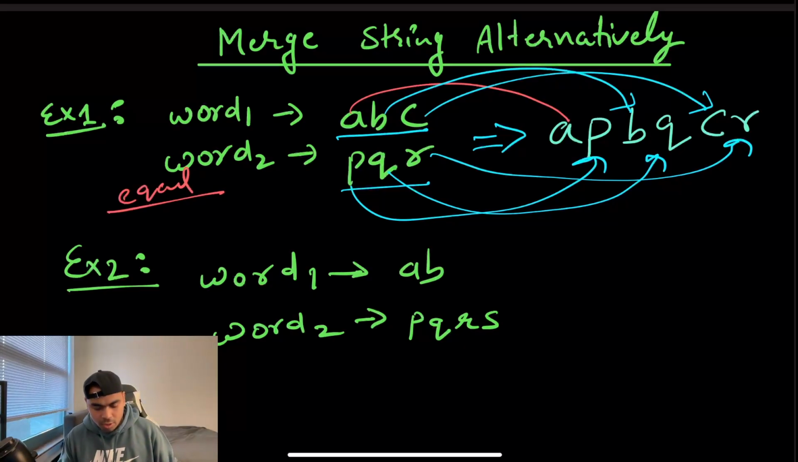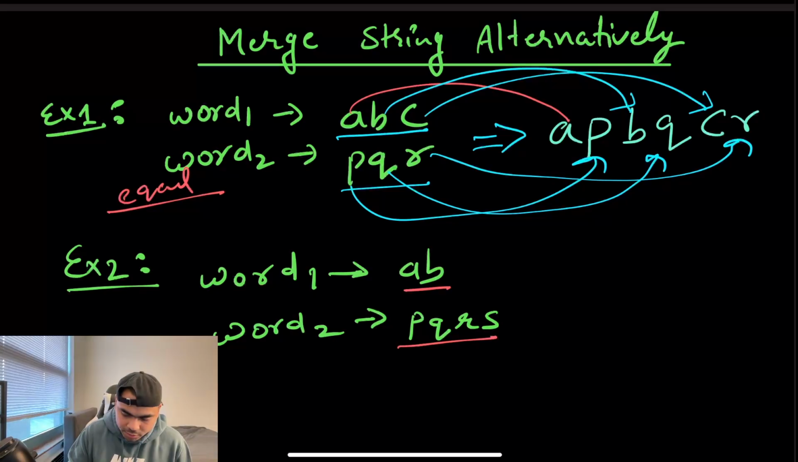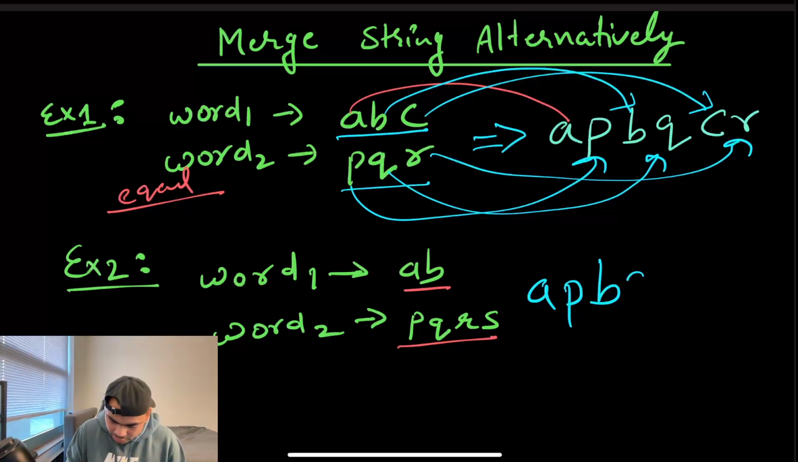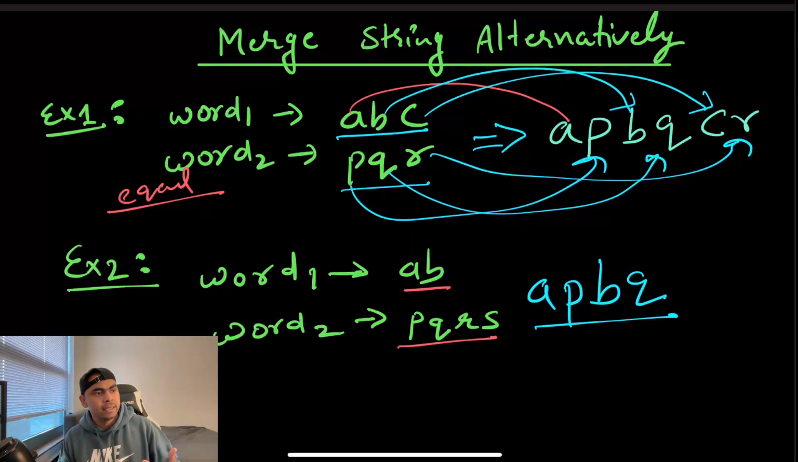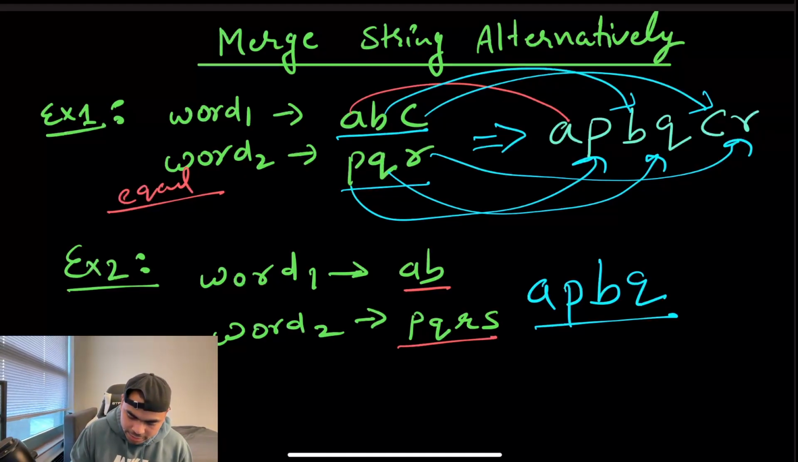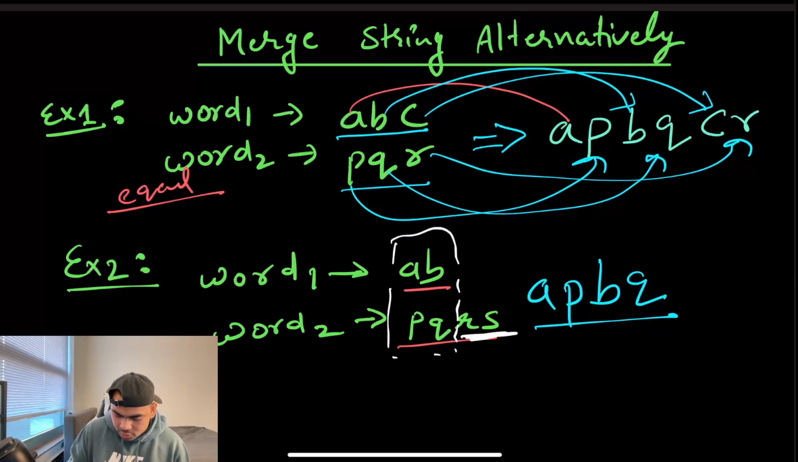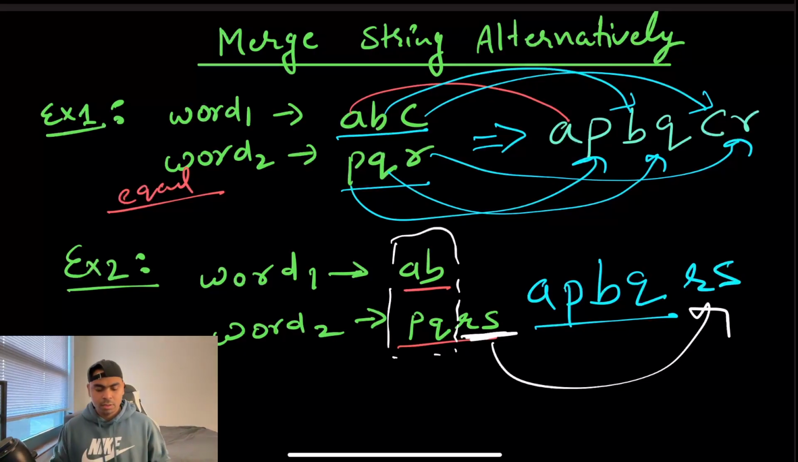But what if they're not? In example 2, we will have A, P, B, and Q. This is when all of the common overlapping length is utilized. So this length is utilized over here, but what's remaining is RS. So just take it over here and append whatever remains.